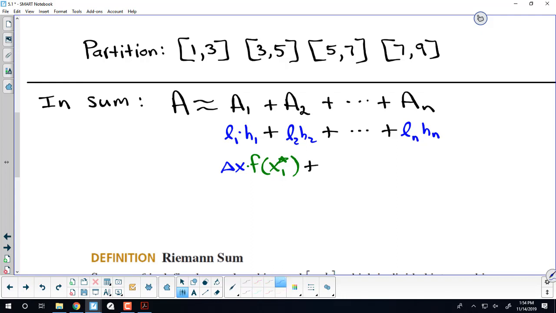Plus, again, the area of rectangle number 2 is the length, delta x, times the height, which is f evaluated at x star sub 2, since we're using the second rectangle, and so on, all the way to the nth rectangle, where again the length is delta x, and the height is f of x star sub n.